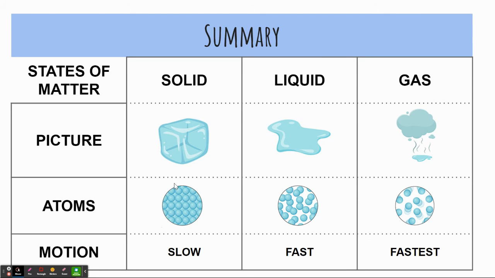All right, so in summary, we have our solid here. We look at what it looks like, our water example. The atoms are rigid and structured, and they move pretty slowly. And then for our liquid, it takes the shape of its container, so on a surface it's just a blob, but if it was in a cup, it would take the shape of that cup. The atoms are farther away and move more fluidly. It moves faster than solid. And then gas floats up into the air because the atoms are moving so rapidly, so it's moving the fastest.